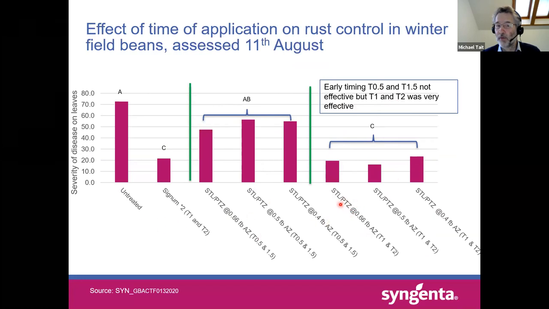And the combination of using solatanol and prothio followed by Amistar was as effective in disease control terms as using two doses of Signum. And we saw here that the rate response was fairly flat. So you could get away on rust with down to the 0.4 rate in this particular trial.